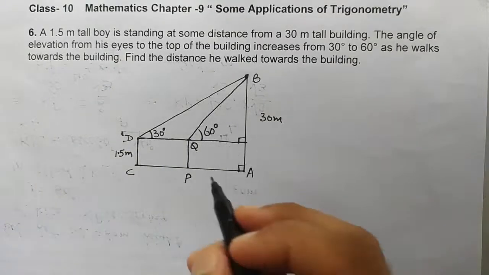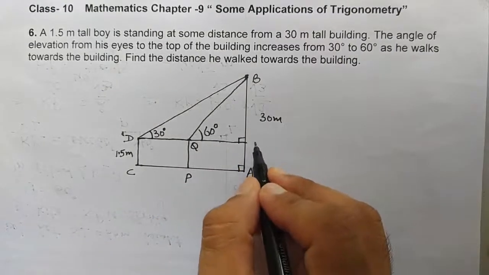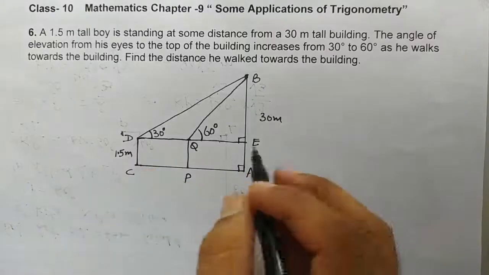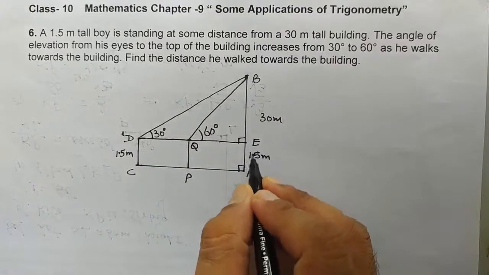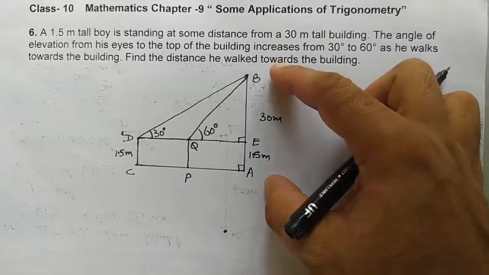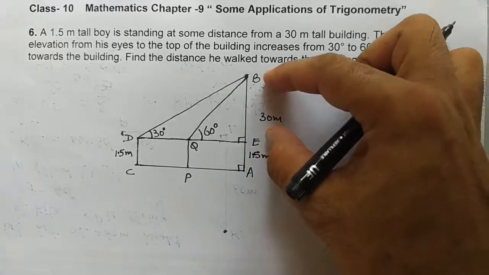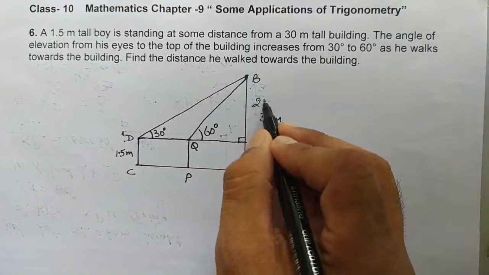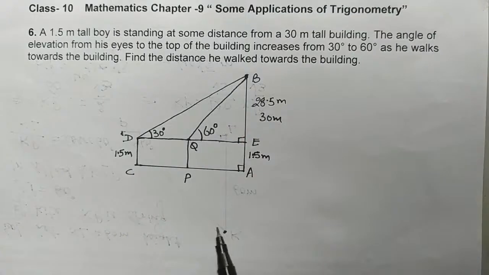So see here, this is 1.5, CD. Suppose this point is E. Okay, so CD is 1.5, then AE is also 1.5. AE is also 1.5. This is right. Now the total is 30 meter. So EA is 1.5. So BE is left, 30 minus 1.5, that is 28.5. BE is left, right?